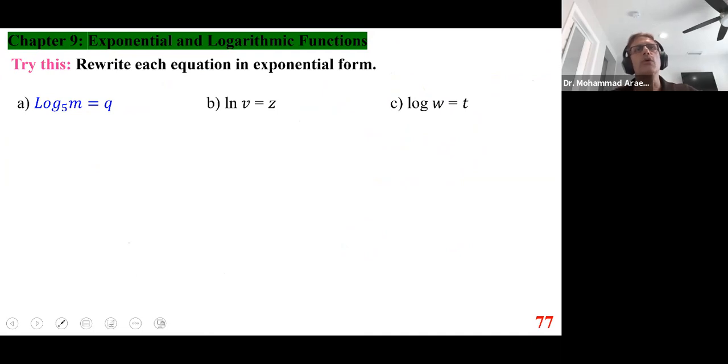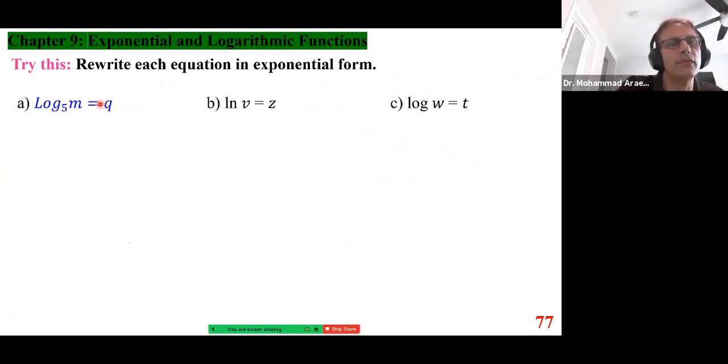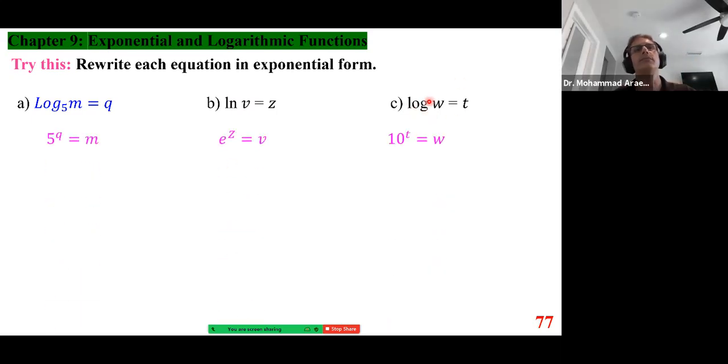Let's try a few more. 5 to the power of q is m. This one, when we see ln, that means the base is e, so e to the power of z is v. When we don't see a base, it's log, and the base is 10. So 10 to the power of t is w. So we have those.